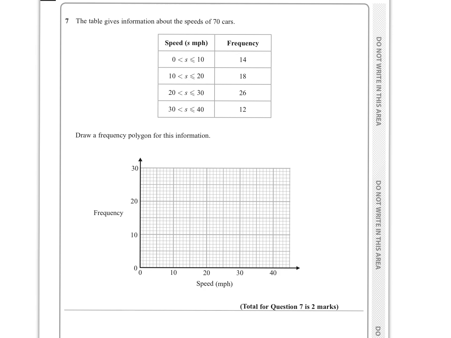Question 7. The table gives information about the speeds of 70 cars, and we've got to draw a frequency polygon for the information. So with frequency polygons, you look at the class interval and you find the midpoint. So in this case, 5 is the midpoint with 0 and 10. And the frequency is 14, so be careful of the scale. So it's going to be here. Between 10 and 20, well, halfway, you just add 10 and 20 together, which is 30, and half, so that would be 15. And we want to go as high as 18.